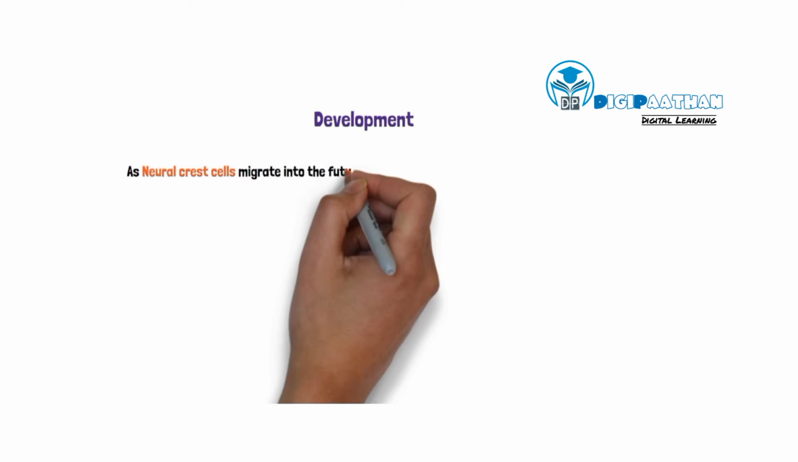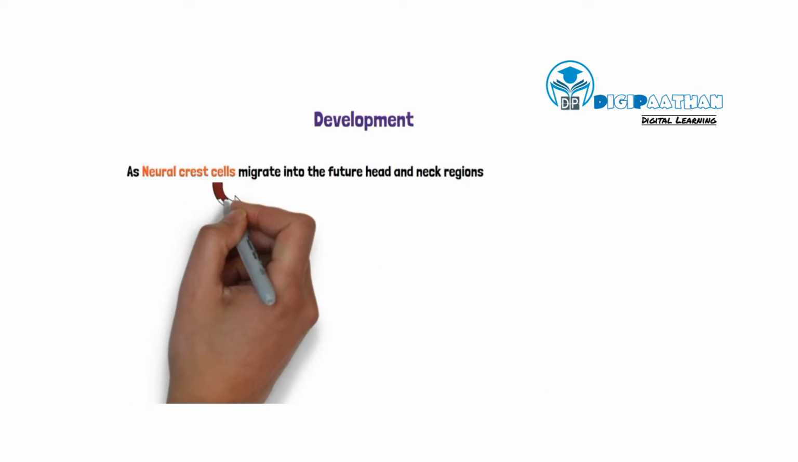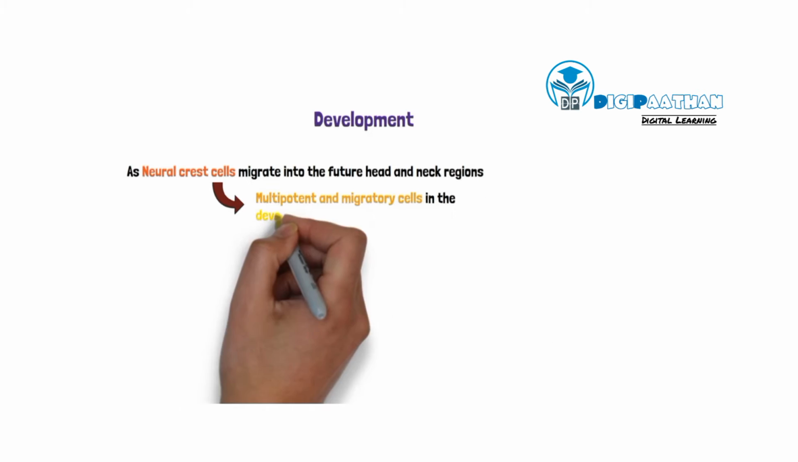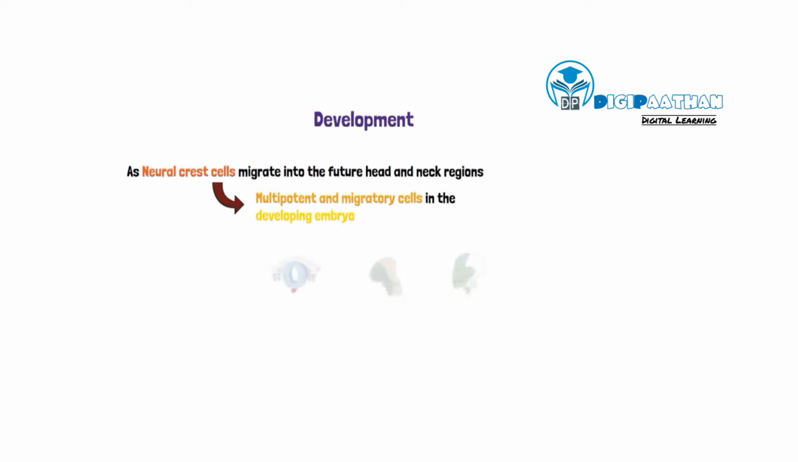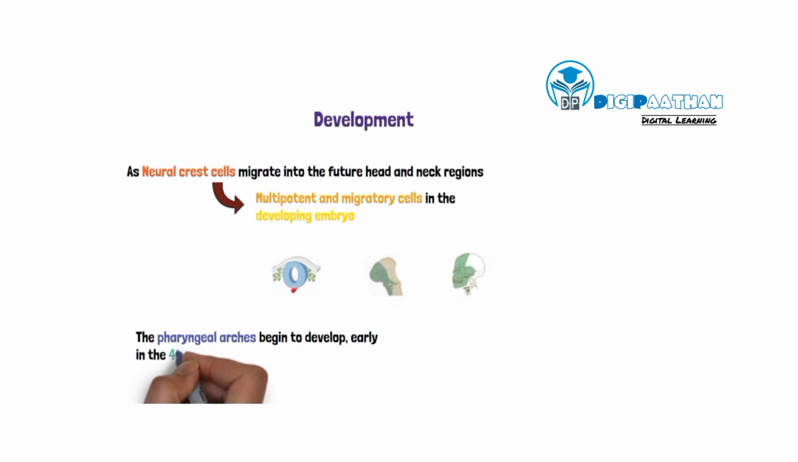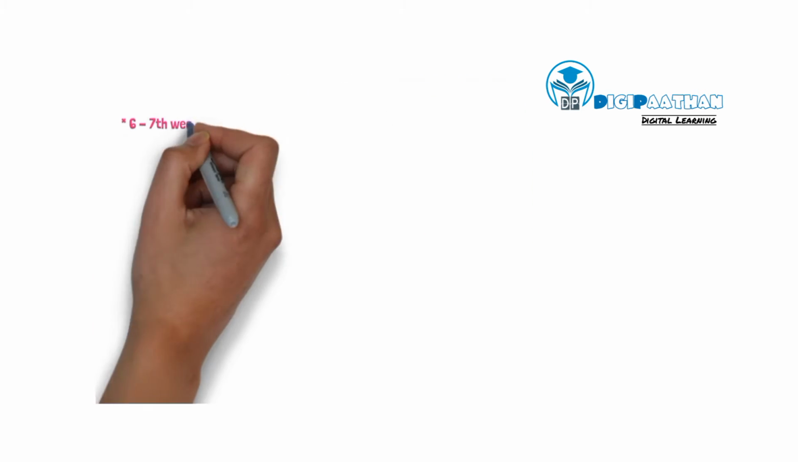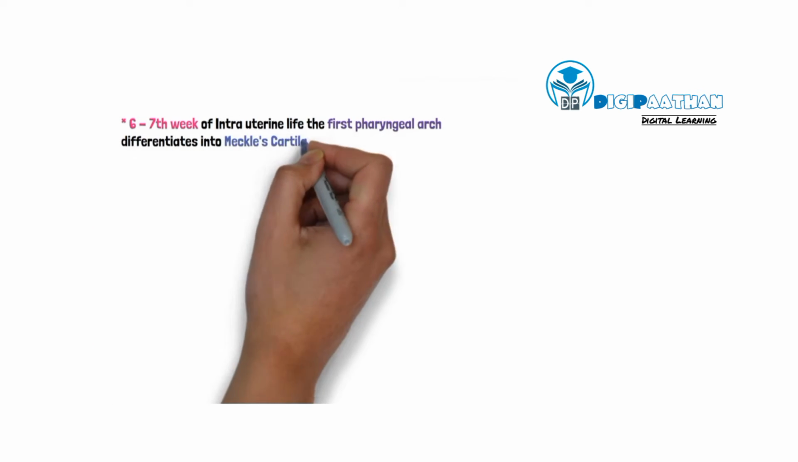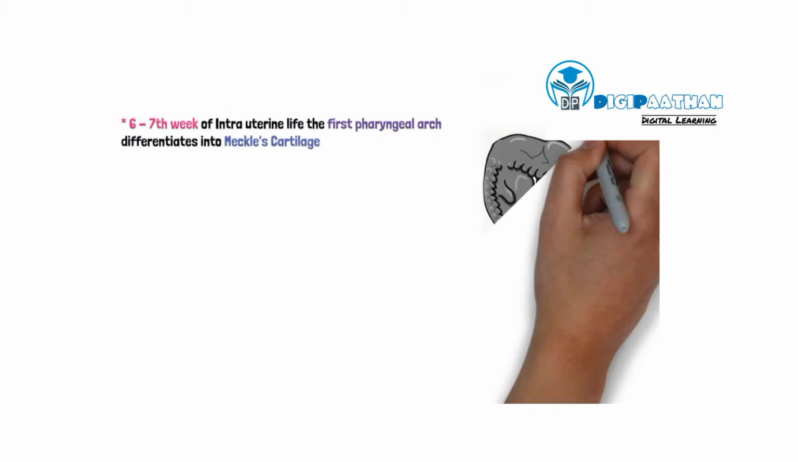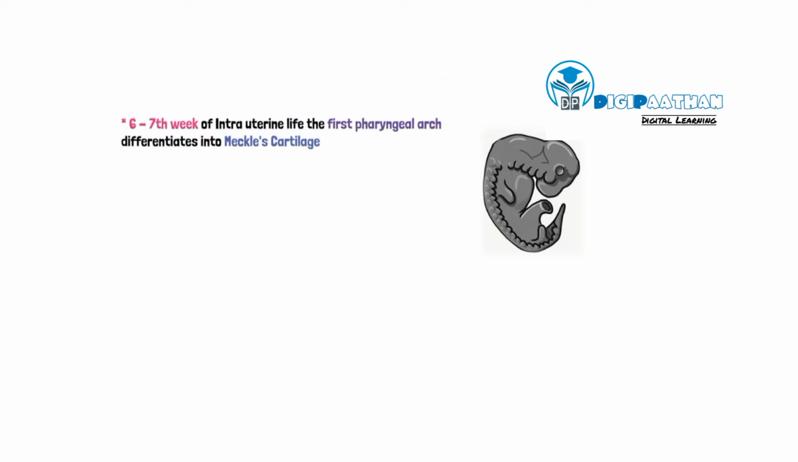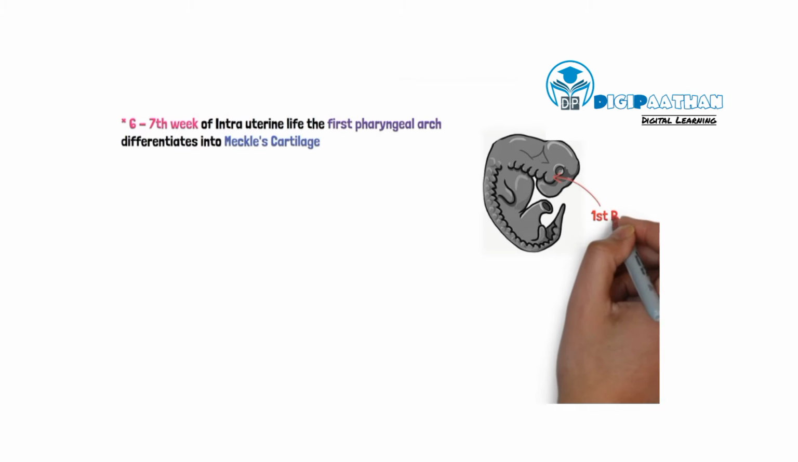So basically, the neural crest cells are very important. These are multipotent cells. These cells contribute to the formation of a wide range of tissues. So when these cells migrate to the head and neck region, they are going to form a wide range of tissues. Now, in the 4th week of the intrauterine life, they are going to travel to the head and neck region, and they're going to form the pharyngeal arches. Between the 6th and 7th week of the intrauterine life, the first pharyngeal arch forms. And eventually, this arch differentiates into the Meckel's cartilage.